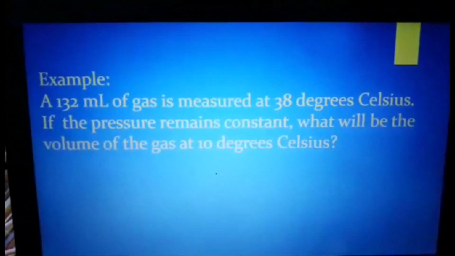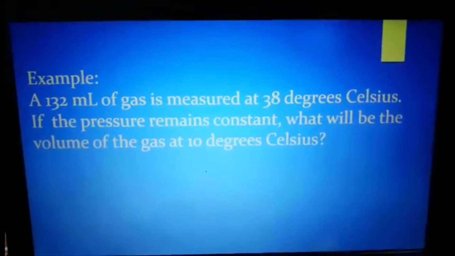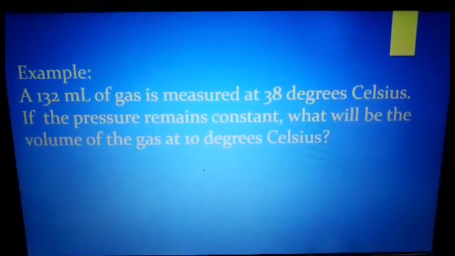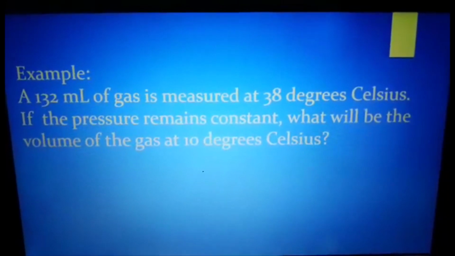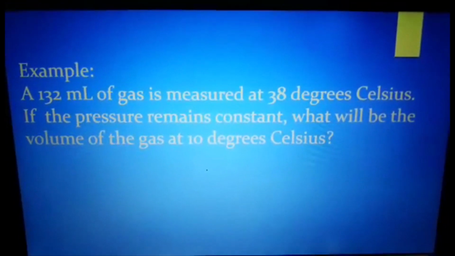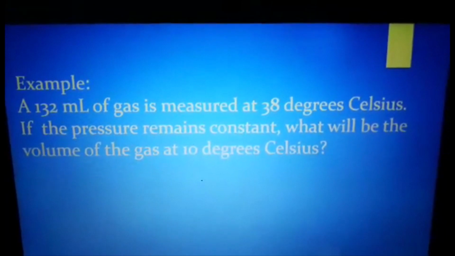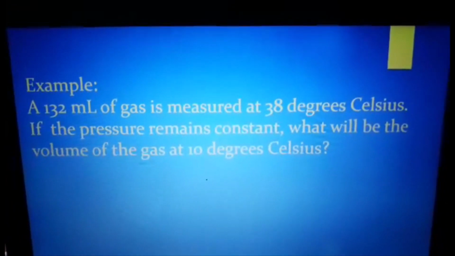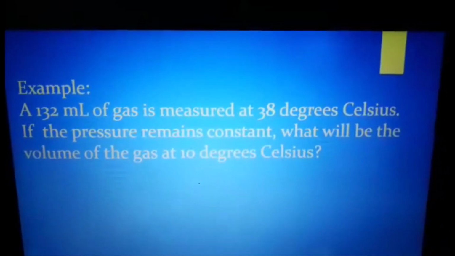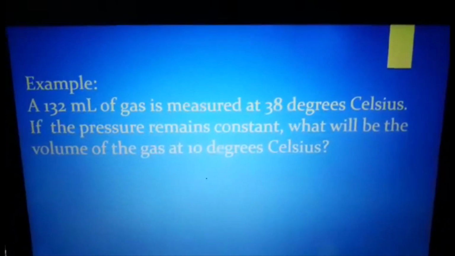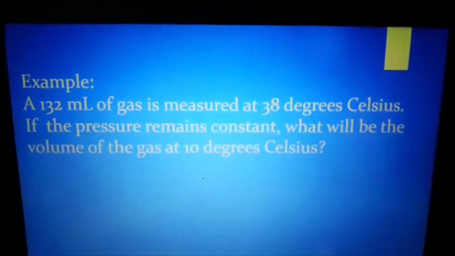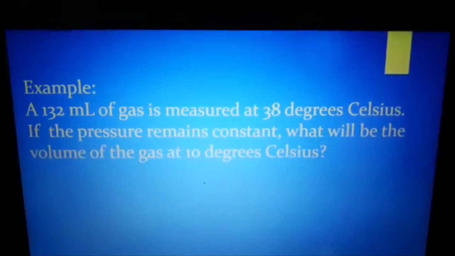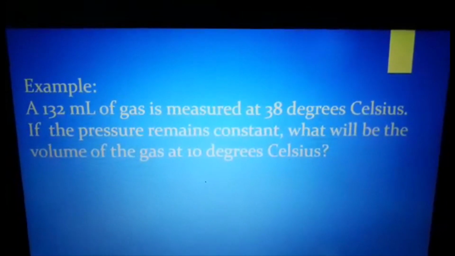But let us try to analyze first. What is being asked? What will be the volume? It's the final volume. We have an initial volume, which is 132. We have 38 degrees Celsius as our temperature. It decreases to 10 degrees Celsius. So what do we expect in the volume? As we know, in Charles law, volume and temperature are directly proportional with each other.